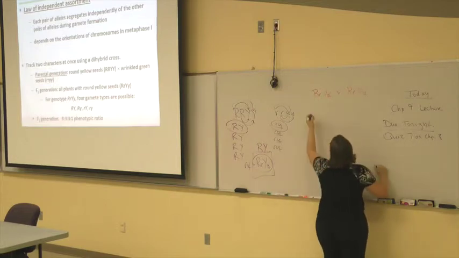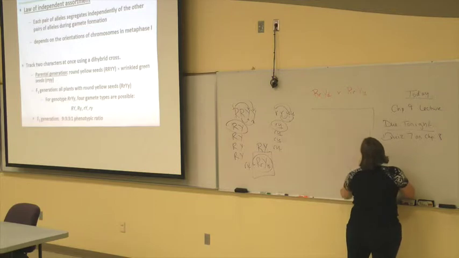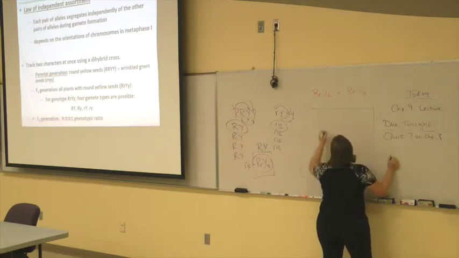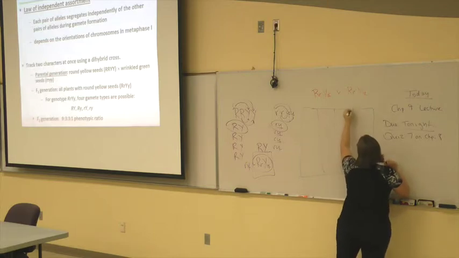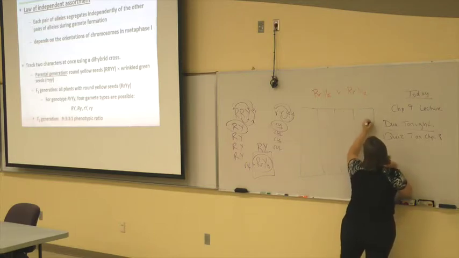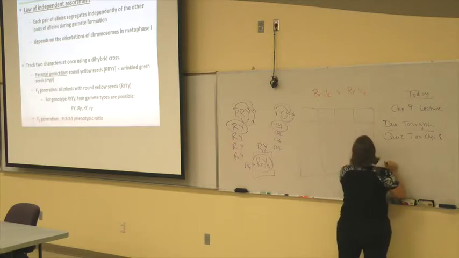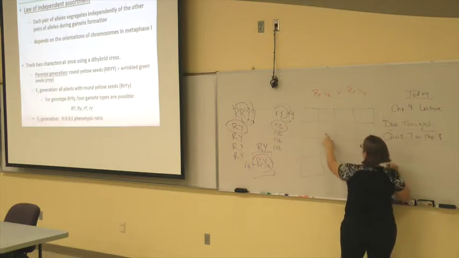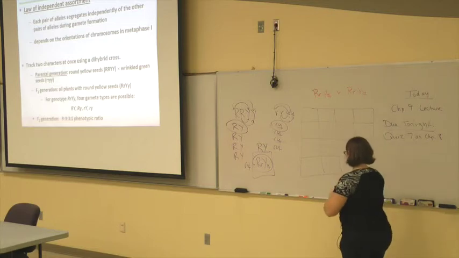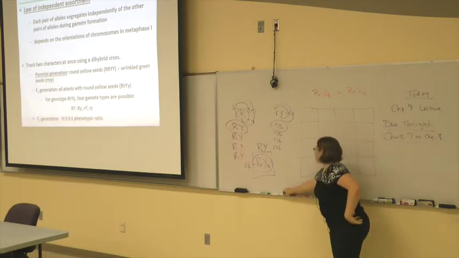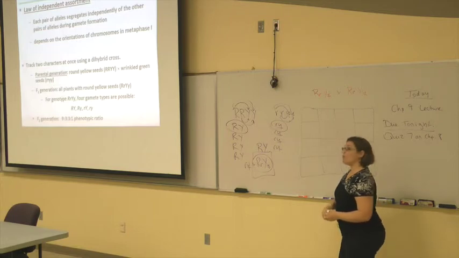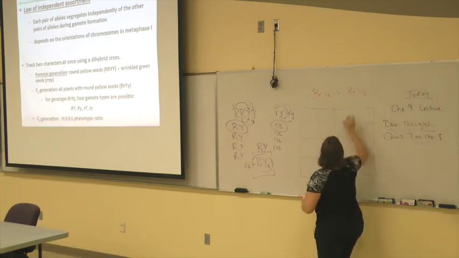So to do that, we're going to set up a big 16 square Punnett square box. So you draw a big box, put 3 lines down the middle and 3 lines horizontal. Now we're going to go ahead and FOIL again so we can set up our Punnett square. We got to figure out what alleles are going to be carried by the gametes.